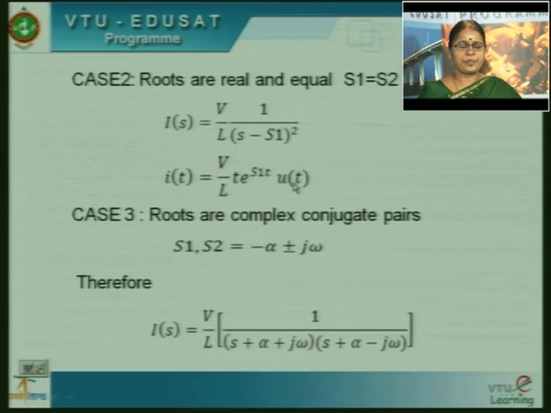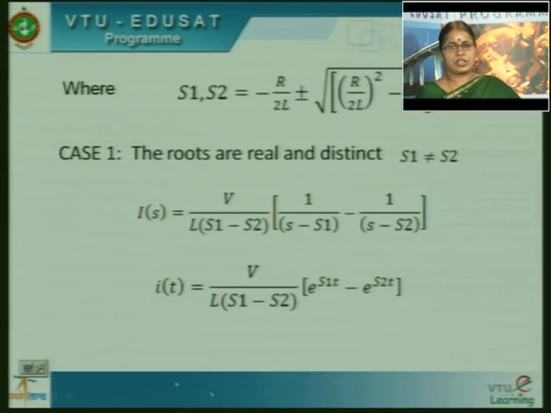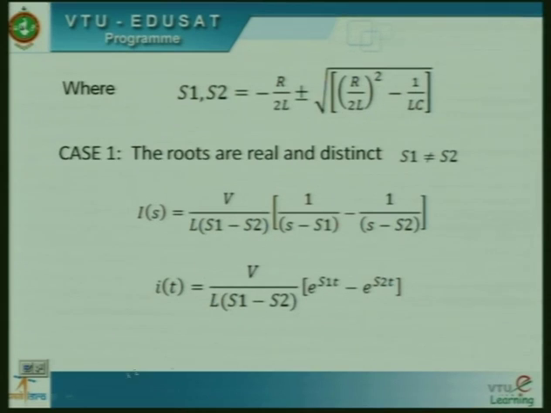See the solution of I of t. If the roots are real and distinct, the I of t expression is the difference between two exponential terms. And see here, this s1 has a negative real part, minus R by 2L. So, if you substitute s1 equal to minus R by 2L, a negative real number, then it comes out to be an exponentially decaying term.